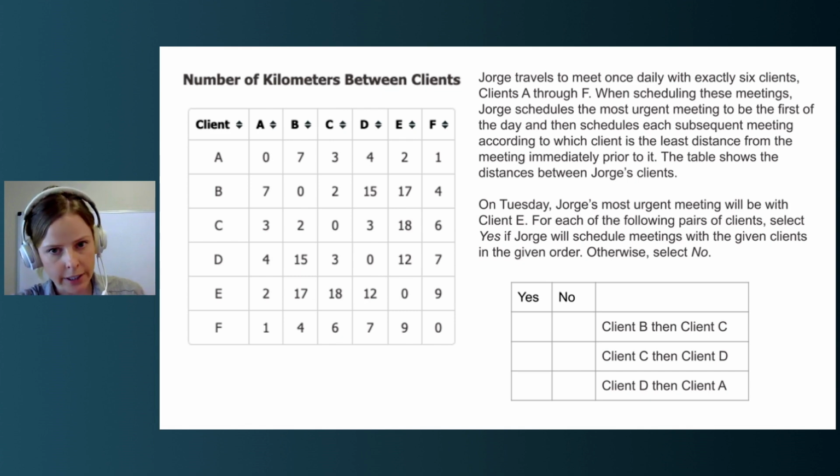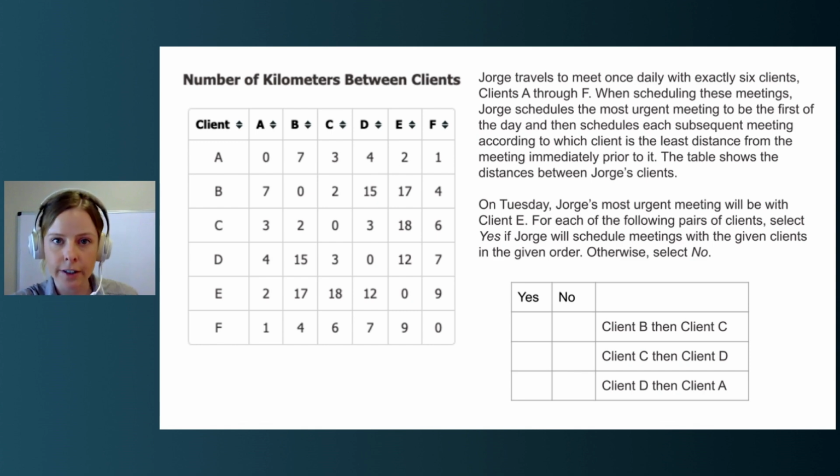So going to the text, we see that Jorge travels to meet once daily with exactly 6 clients, clients A through F. When scheduling these meetings, Jorge schedules the most urgent meeting to be the first of the day, and then schedules the subsequent meeting according to which client is the least distance from the meeting immediately prior to it. Makes sense, right? I think Jorge's got a good plan here.